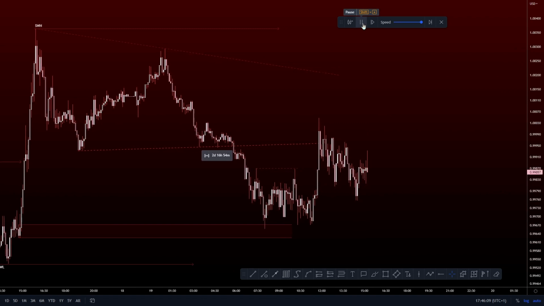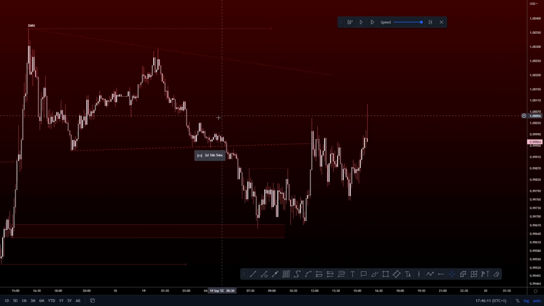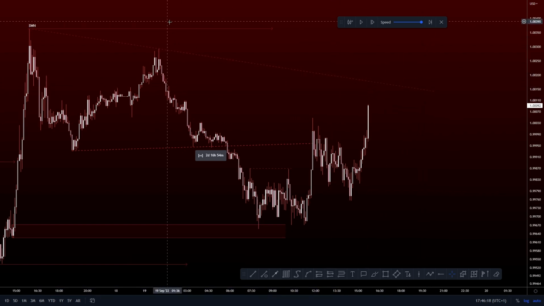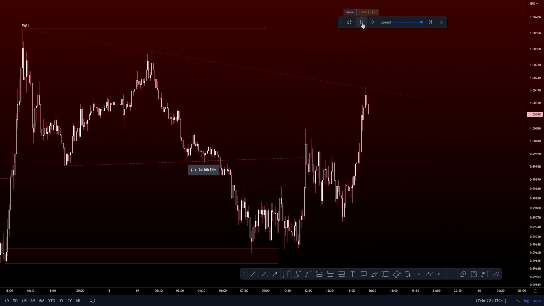We've had a sweep of that. We've got some more equal highs by here. You'll know that there's liquidity building up by here, and we may get a tap by here, simply building more liquidity before the market continues.